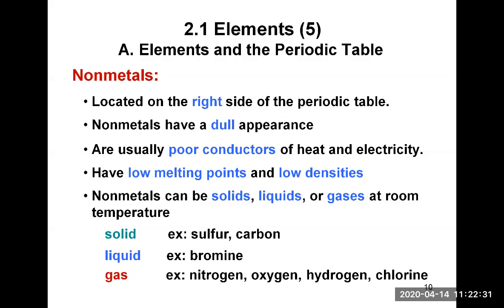For example, sulfur, carbon, and iodine are found as solids at room temperature. Bromine is the only one that is a liquid at room temperature. And all the others are gases. So nitrogen, oxygen, hydrogen, chlorine, fluorine, and all the noble gases, helium, neon, argon, krypton, xenon, radon, are all gases. So that's the properties of nonmetals.